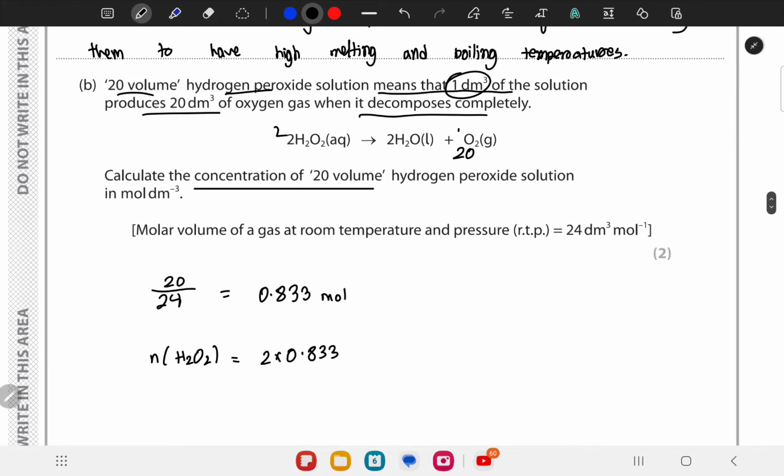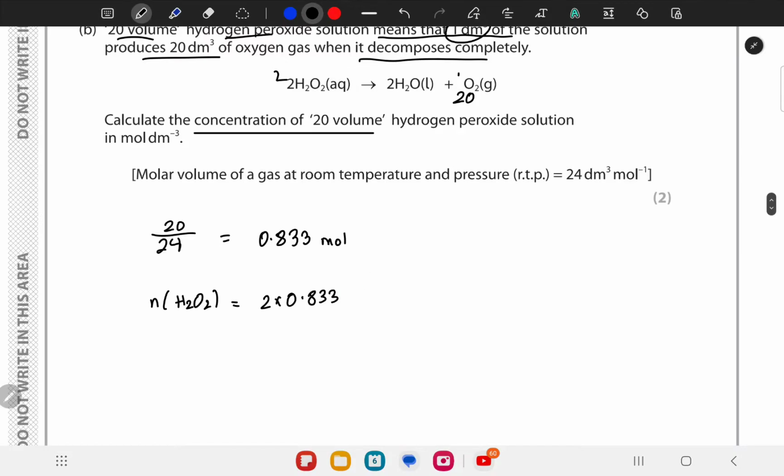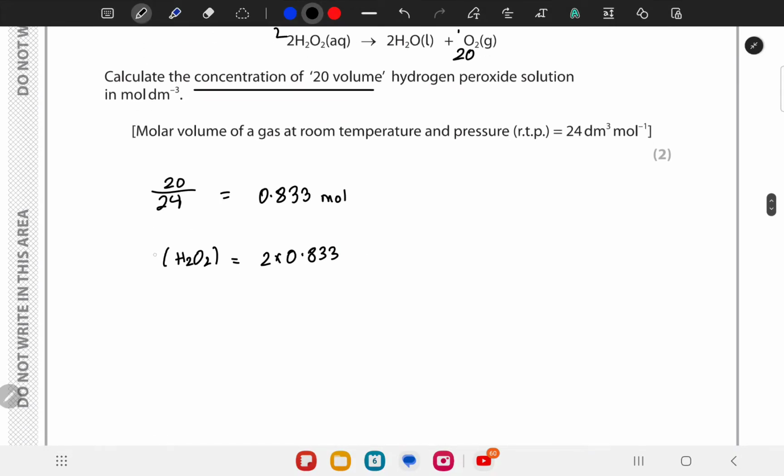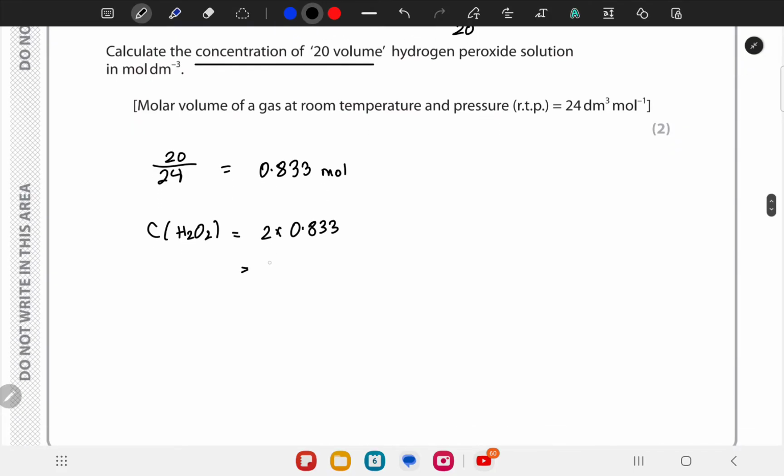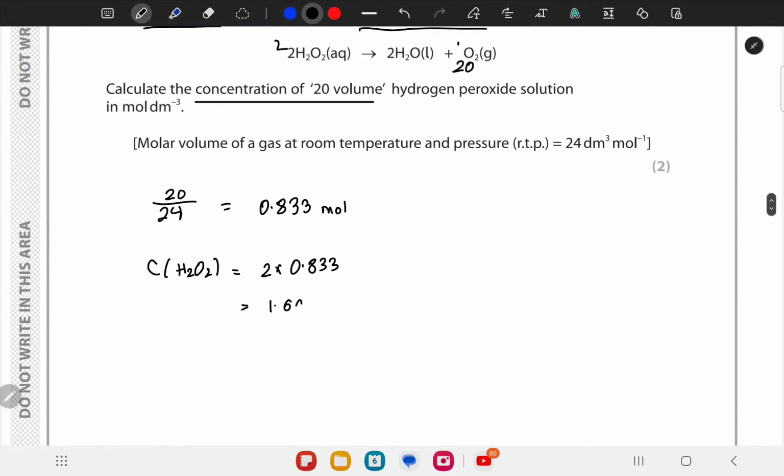Since the volume is 1 dm³, this is the concentration itself. So the concentration is this divided by 1. So we get 1.67 mole per dm³.